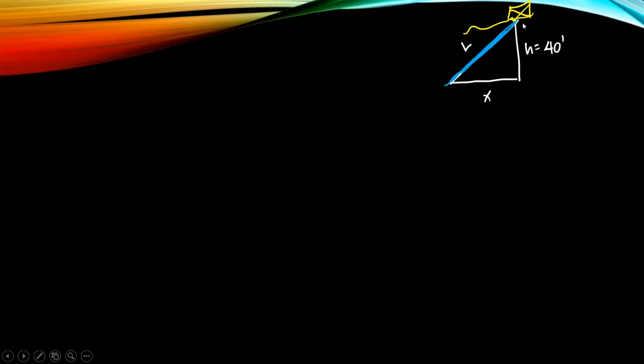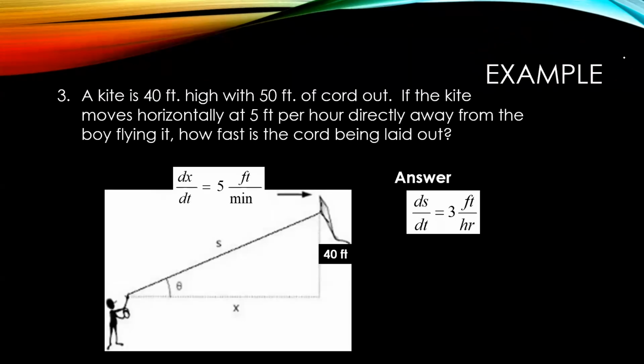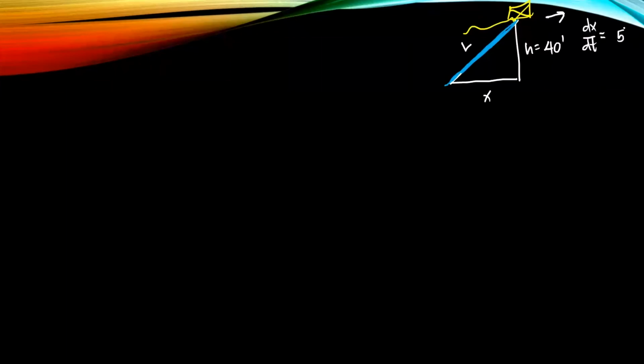So guys, look, when the kite is moving horizontally, that means it's a change in x with respect to time because it's horizontal movement. If it's moving up or down, it's the change in height. Now, it's moving horizontally at 5 feet per hour. My question to you guys is, is it positive or negative?